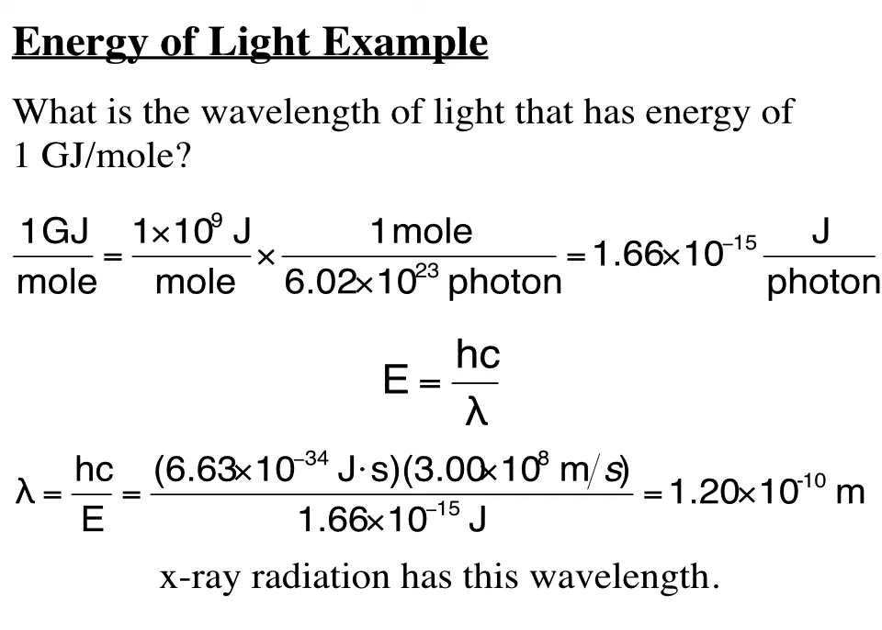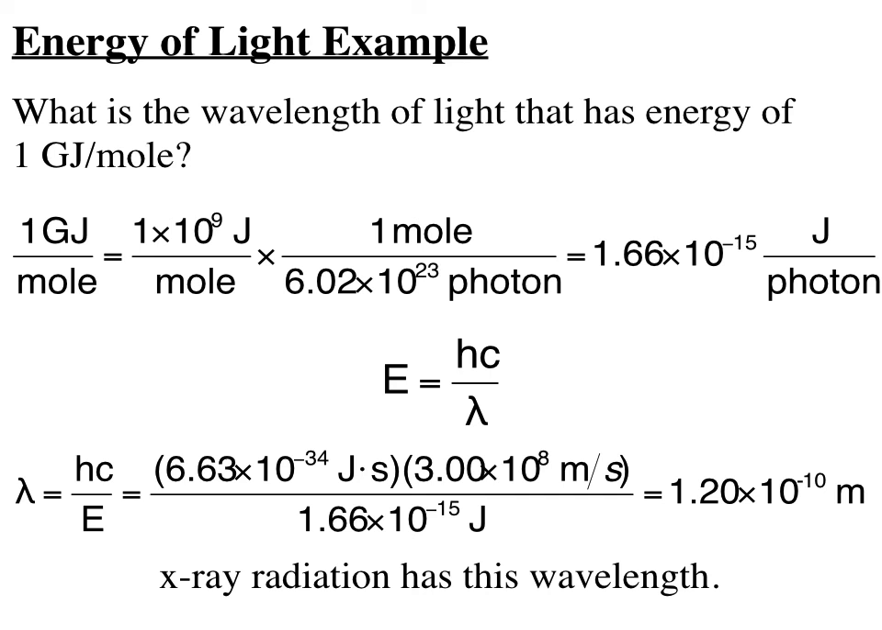So when I take 1 gigajoule per mole, that will be equal to 1 times 10 to the 9 joules per mole, and then I will divide by Avogadro's number to get rid of the mole unit. So 1 mole is 6.02 times 10 to the 23rd photons. So the energy per photon of this light would be 1.66 times 10 to the minus 15 joules per photon.